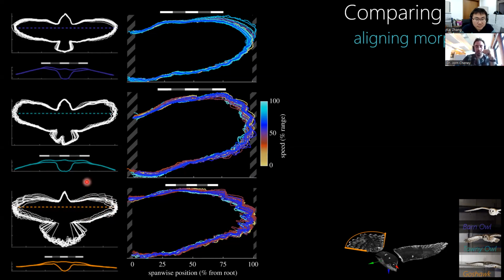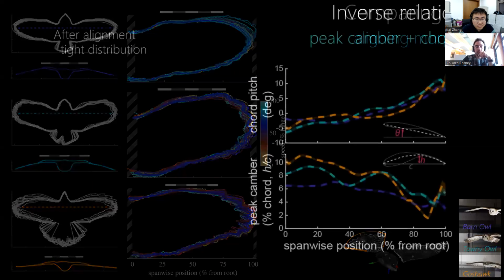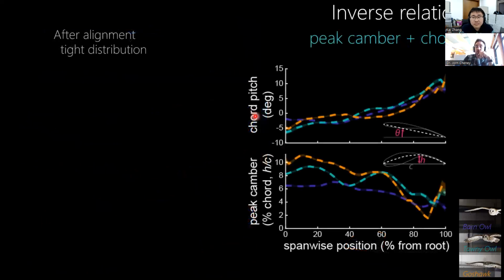And further to that point, I can show you some data about sectional pitch. So this is taking chord sections and looking at how vertically oriented or inclined they are, as a function of the span, or I should say the semi-span. So this is from the shoulder or the root to the wingtip. And one of the patterns that comes out of this is that as you move along from the shoulder out distally to the wingtip, the wing starts to pitch up in all 3 species.